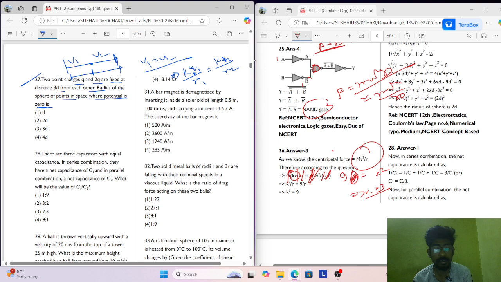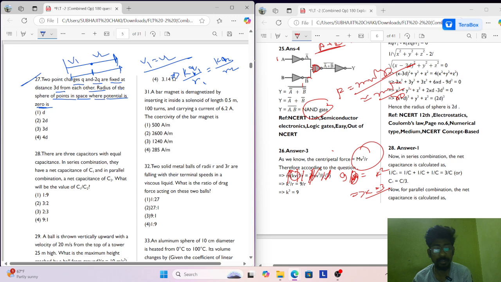Let the points be x, y, z, and the point where the potential is 0. So from this triangle, we can calculate this point x comma y comma z. This is the locus of the point. This is 0, 0. This is 3d comma 0.